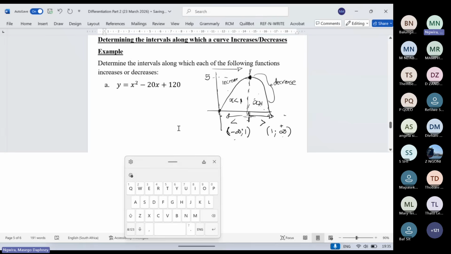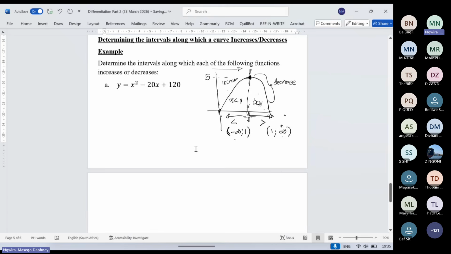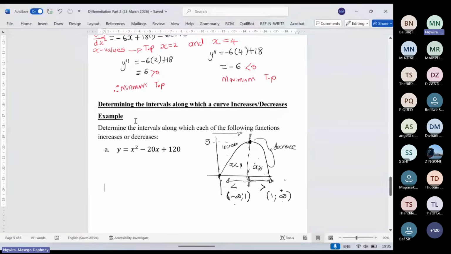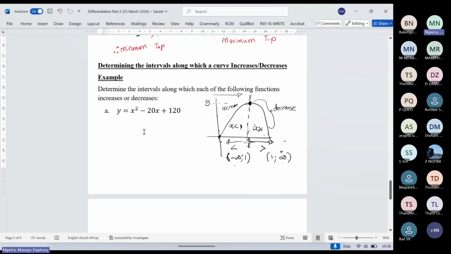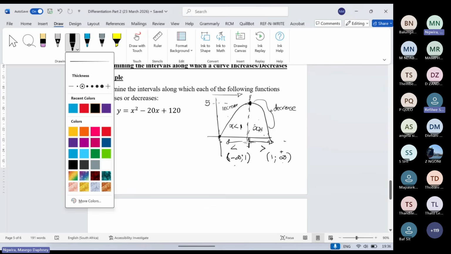Okay, so now let's look at the calculation part. So I was just doing the graph part. The calculation part, they're saying that when we have to determine this, the first thing you need to do is to find your first derivative, solve for x, and then the second derivative. What am I saying here? To determine the interval. Okay, so we're going to find our first derivative.